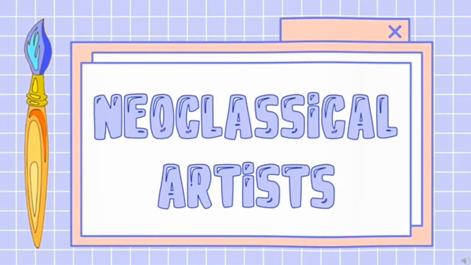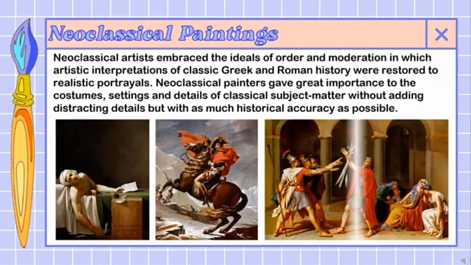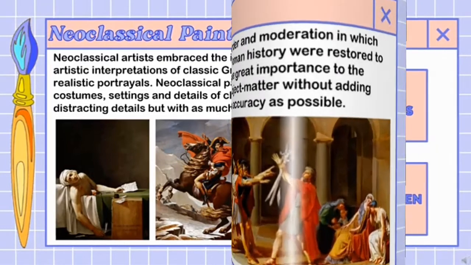Neoclassical artists. Neoclassical paintings. The neoclassical artists embraced the ideals of order and moderation in which artistic interpretations of classic Greek and Roman history were restored to realistic portrayals. Neoclassical painters gave great importance to the costumes, settings, and details of classical subject matter without adding distracting details, but with as much historical accuracy as possible.